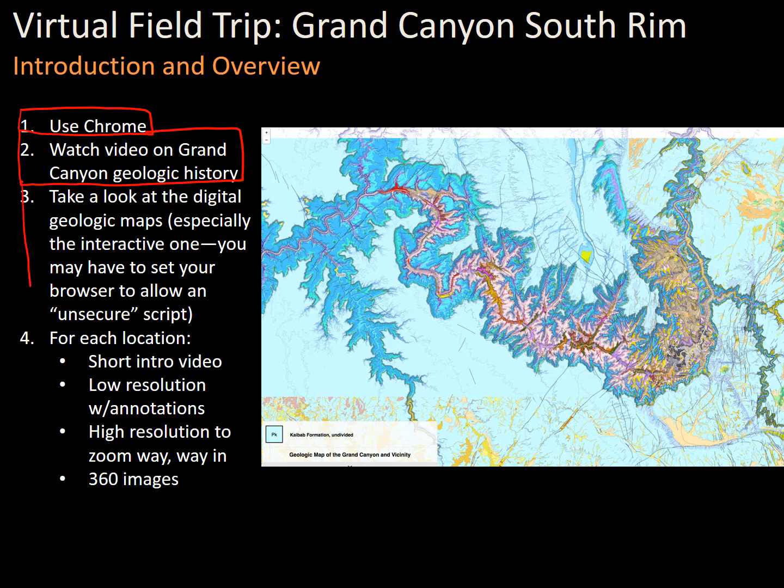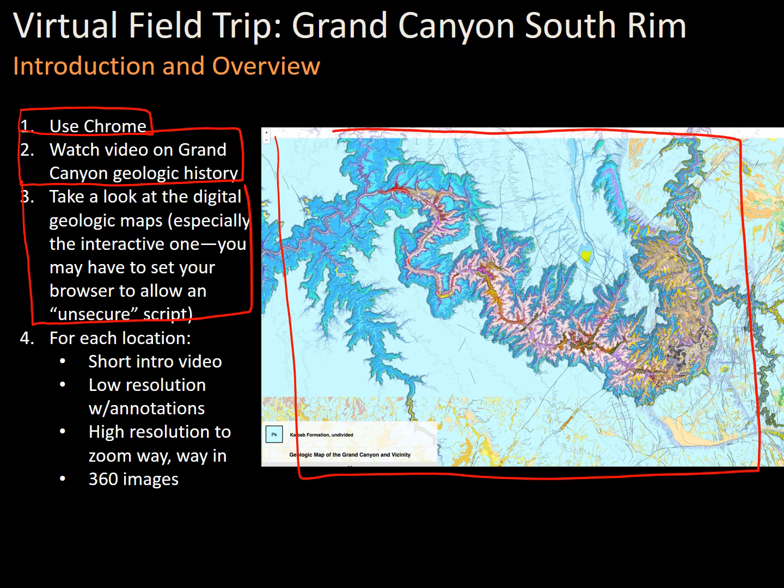Next thing linked below is a geologic map. I want you to take a look at it, especially the interactive one. It's really quite slick. That's what I'm showing you over here. Most geologic maps are shown in color, various colors such as this one, with a legend with all of the rock types described somewhere on the side of the map.